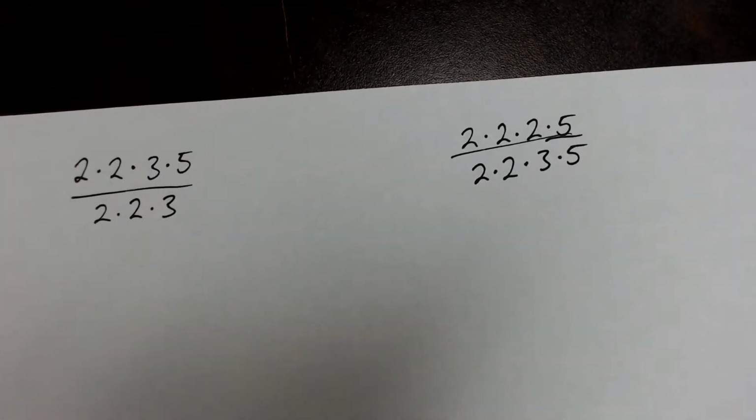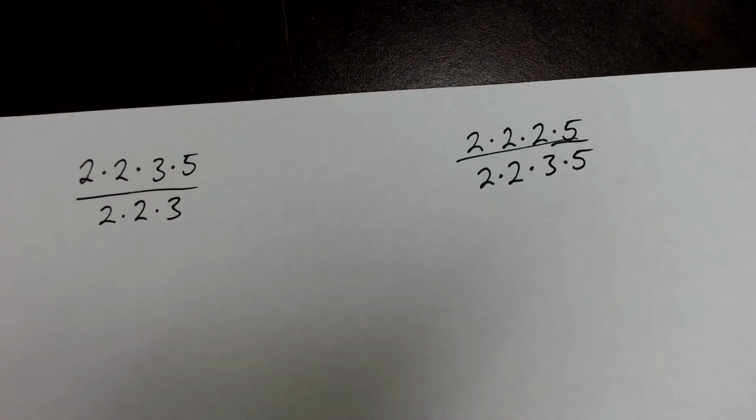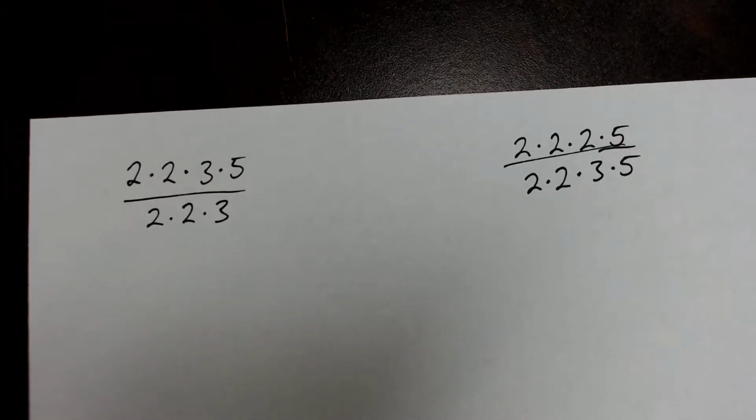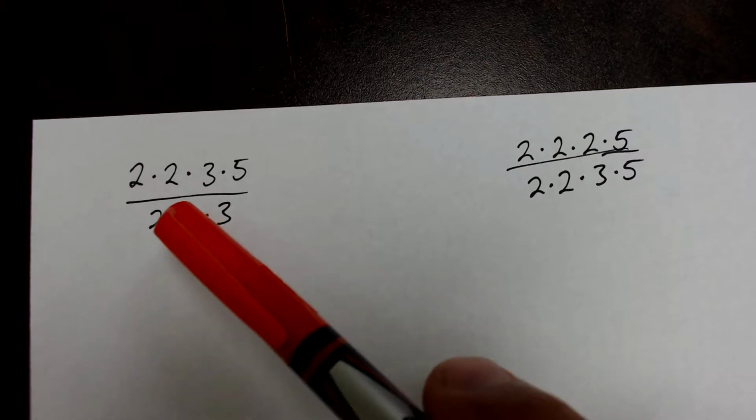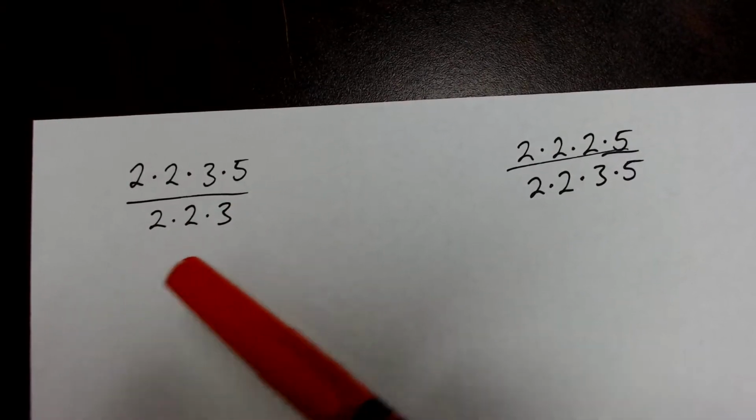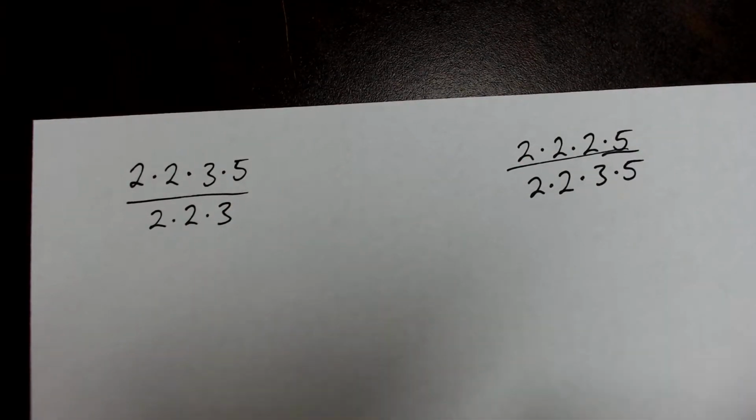That's right, we're talking about reducing fractions. So, these are some crazy looking fractions. What we've got here is 2 times 2 times 3 times 5 over 2 times 2 times 3. And the question is, how do we reduce this? Well, we're going to use our knowledge of the number 1.